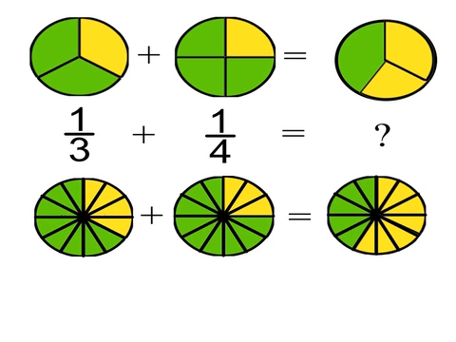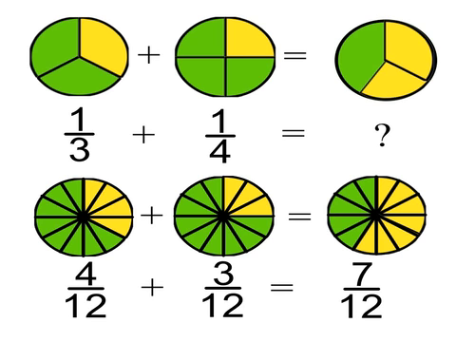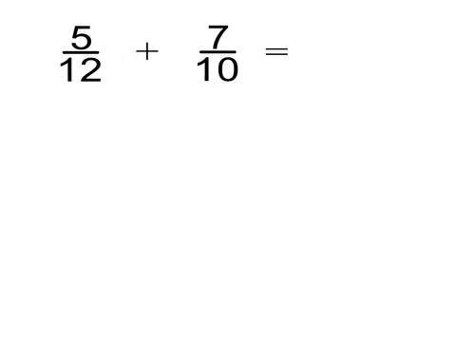So we'll divide those circles both into 12 equal pieces, and now we have 4/12 plus 3/12, and we can see that the two pieces together make 7/12. So 1/3 plus 1/4 is equal to 7/12. Here's another, and we'll try to do this without an illustration.